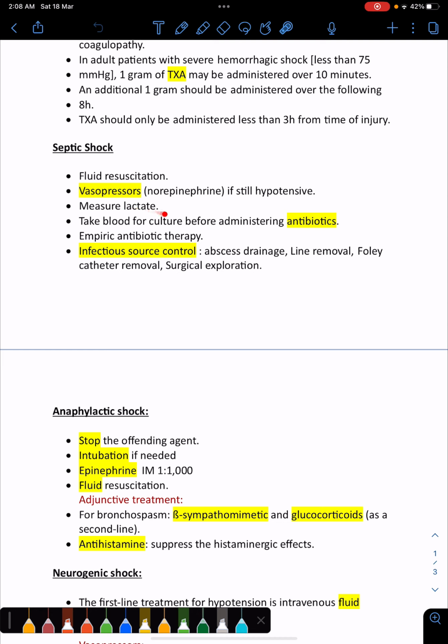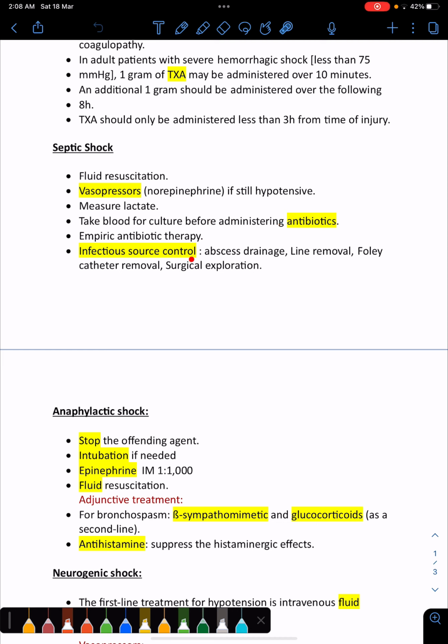We're gonna measure the lactate, because of the anaerobic respiration produced by the bacteria and the lack of oxygen, and we give antibiotic after blood culture. As well, we're gonna take blood culture to know the specific antibiotic.